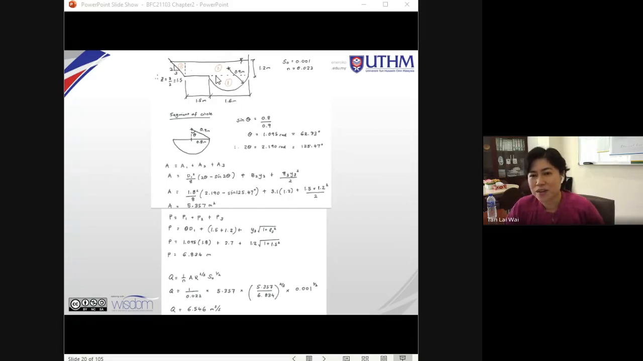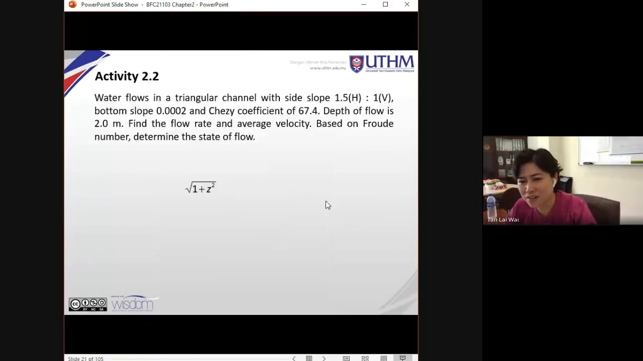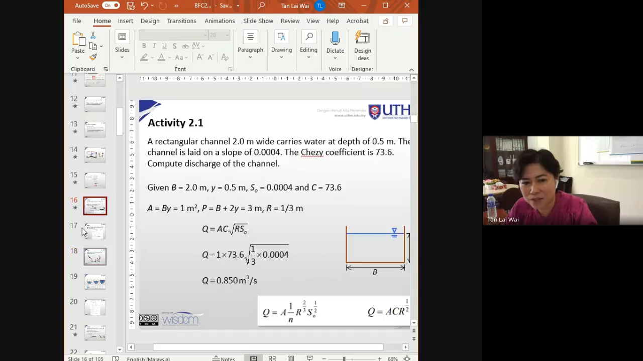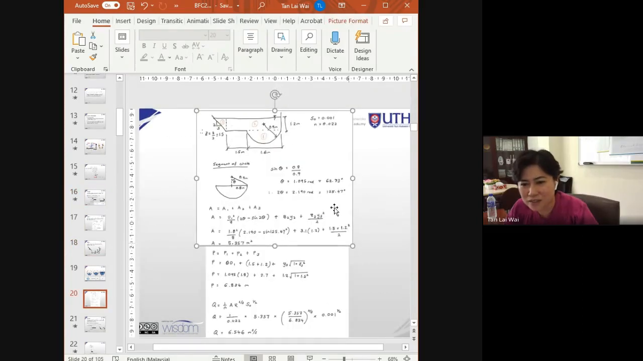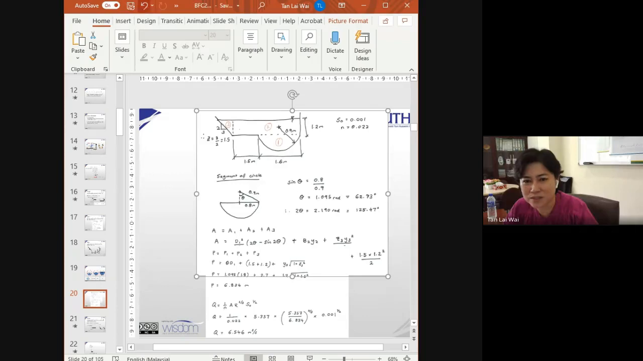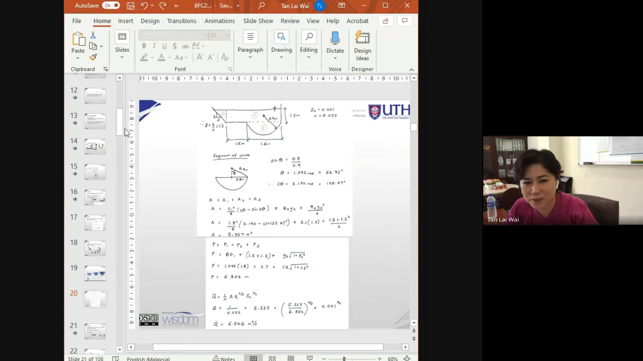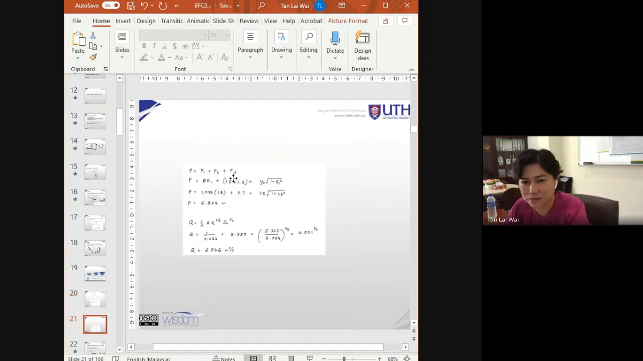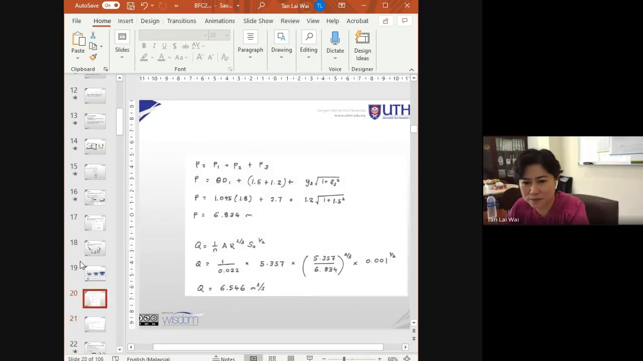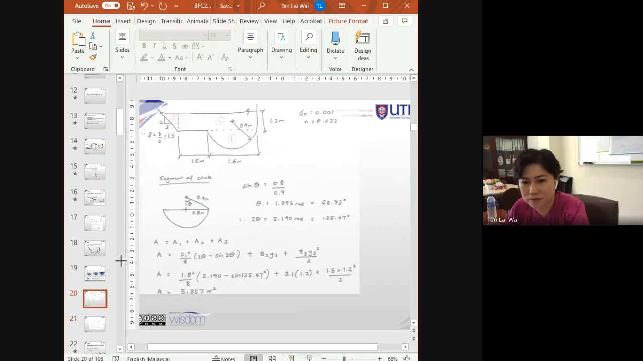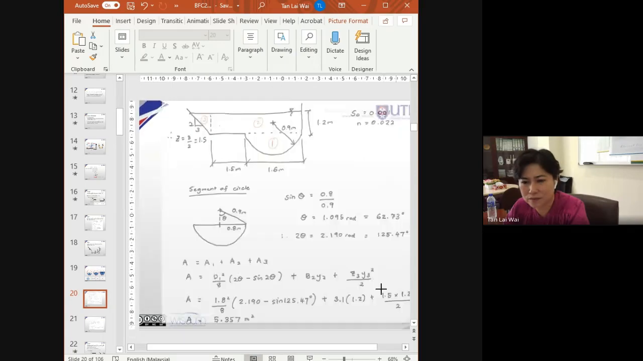So now somebody asked me, all right, the angle theta is not given. How am I going to find the theta? Just a second, I'm going to enlarge this, all right? I'll go back.